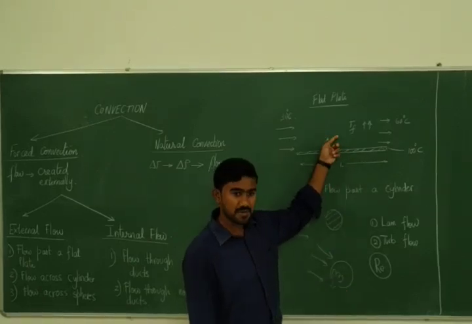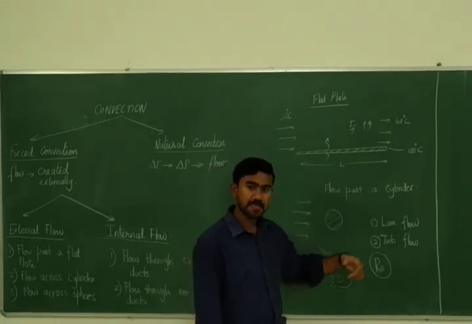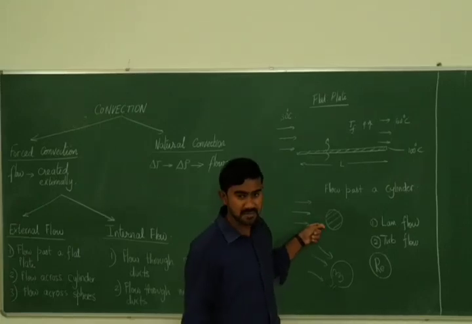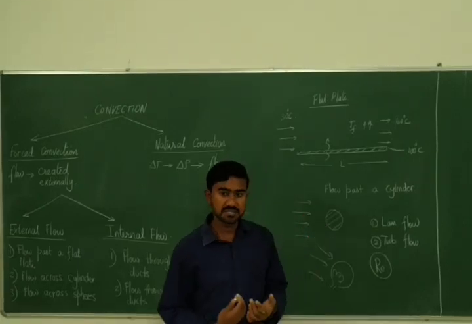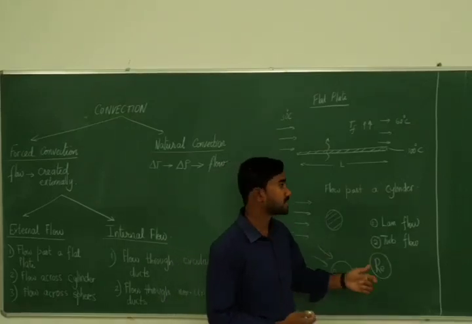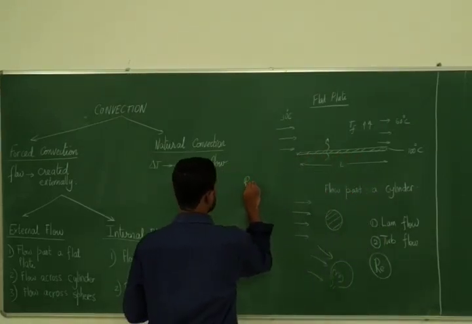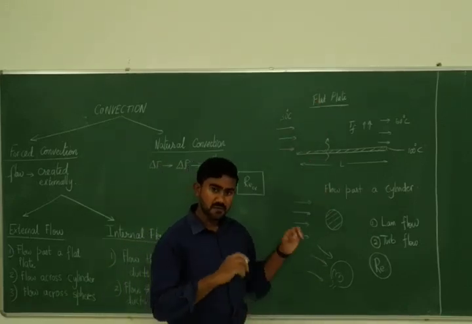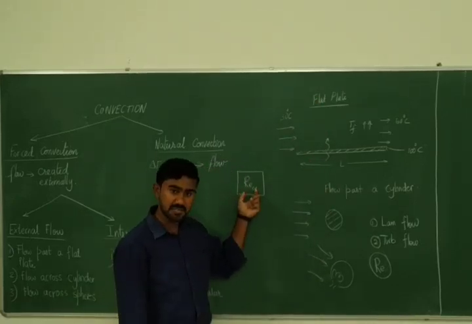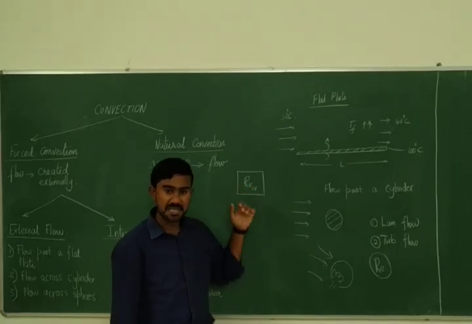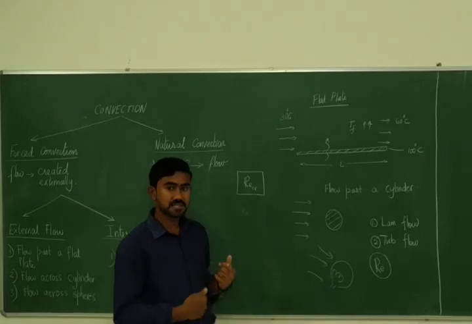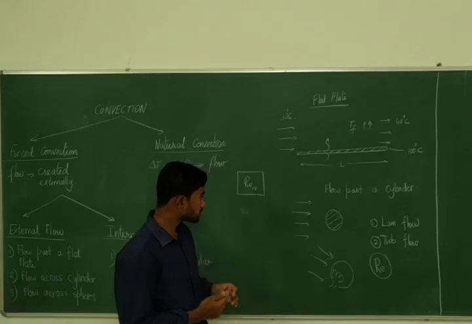This will have a critical Reynolds number below which the flow is laminar. Above the critical Reynolds number, the flow is turbulent. This will have a different critical Reynolds number below which the flow is laminar, above which the flow is turbulent. So you have something called a critical Reynolds number. This is very important. This will be available in the data book. So whenever you solve external flow problems, first thing you will do is find the critical Reynolds number and check whether the flow is laminar or turbulent. If it is laminar, you have to use certain correlations. If it becomes turbulent, you have to use some other correlations.